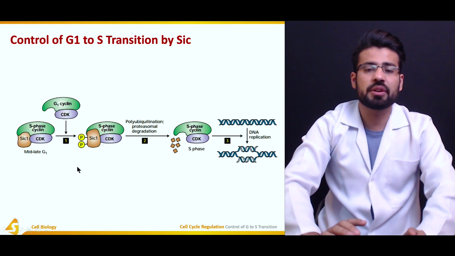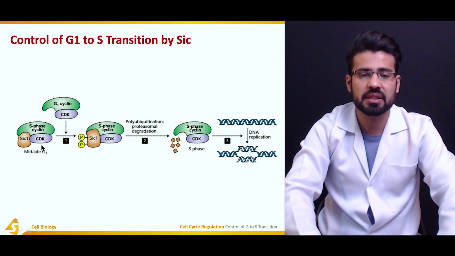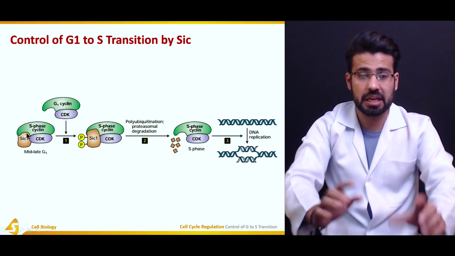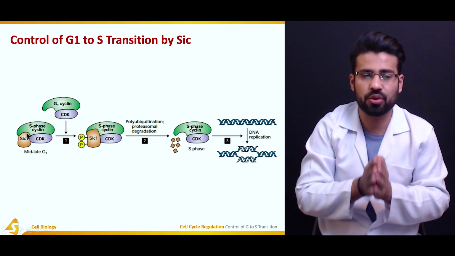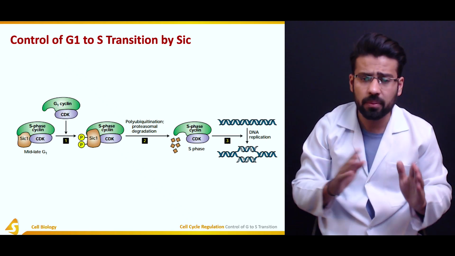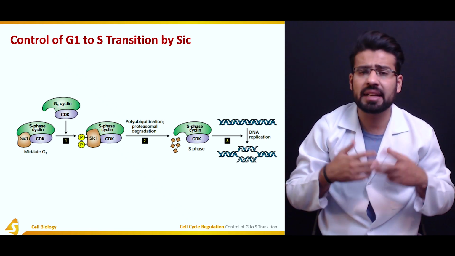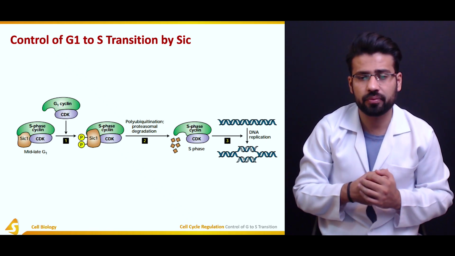So moving on towards the control of G1 to S transition by the Sic1 protein, we have over here the S-phase cyclin that has bound with the CDK. Of course, this particular activity is inhibited by the Sic1 protein. So what happens in this case, the G1 cyclin CDK complexes are going to come and cause the phosphorylation of the Sic1 protein at two different sites.